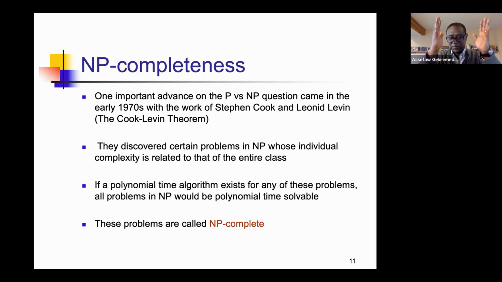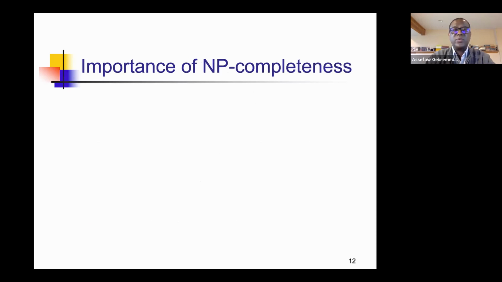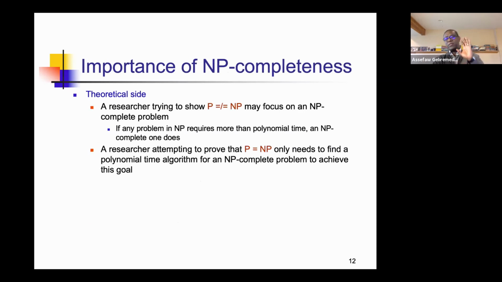NP-complete problems are those problems in NP whose complexity is intricately related with the rest of the class, which means that showing that any one of them is polynomial time solvable would mean everything in the class is polynomial time solvable. That's what they discovered. Okay, so the importance of NP-completeness is double-sided.